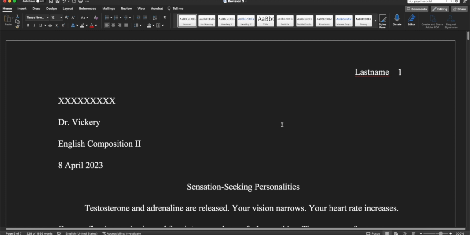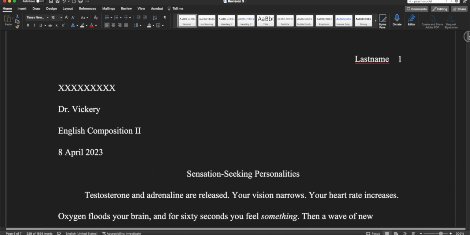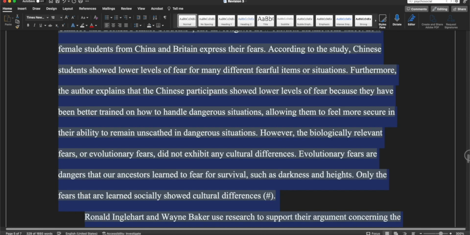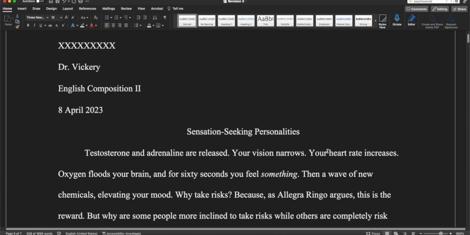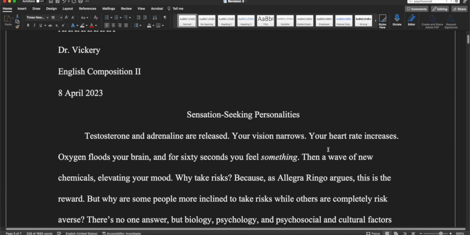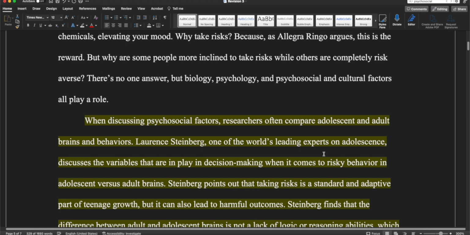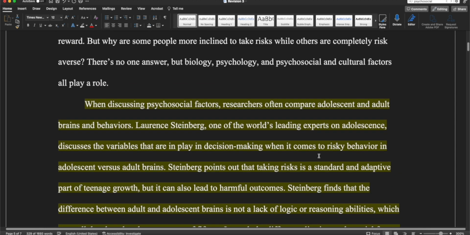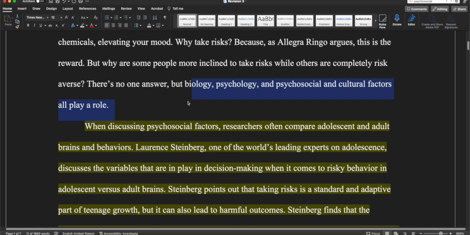To give you an idea of where we started, as far as the surface level stuff went, formatting was pretty on point. There were two introductions, essentially. A false introduction, which sometimes happens, and then the real introduction, which we got to. And the real introduction gave us an outline that basically said, we have these elements that lead to thrill-seeking behavior, or risk-taking behavior. And they are biology, psychology, psychosocial factors, and cultural factors.